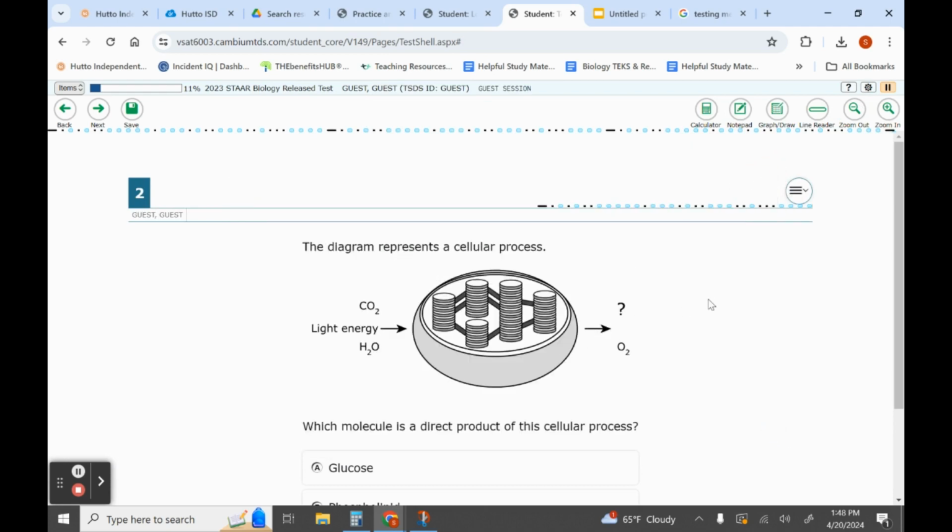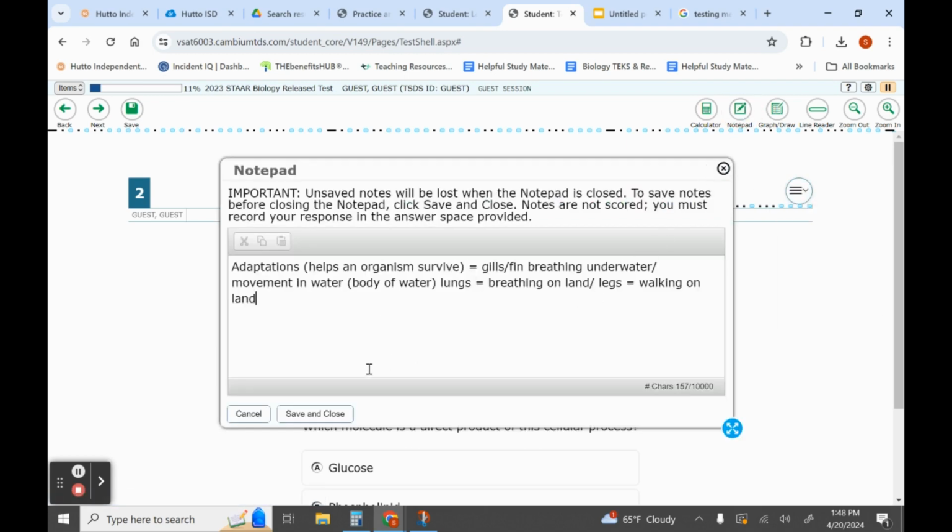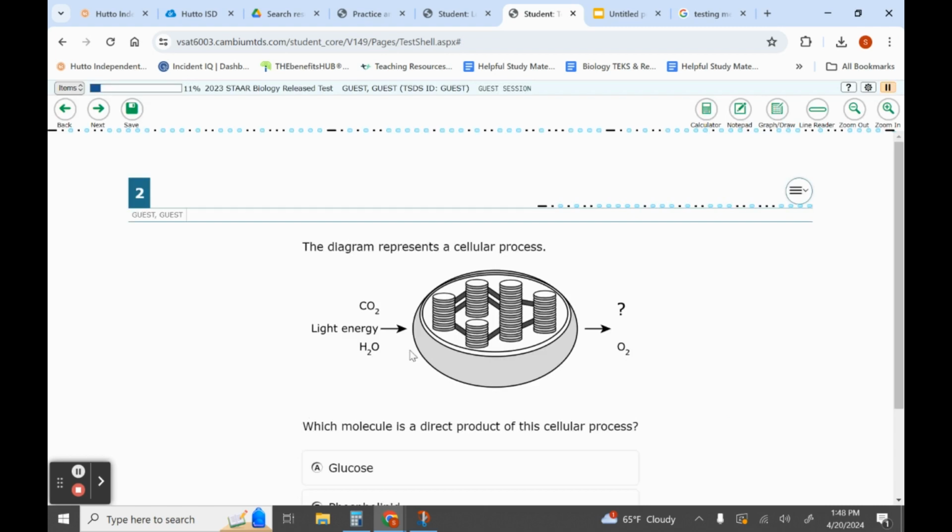This side is what comes out. We're looking at what goes in. We have CO2, light, and H2O. Well, I know this process is, so I'm going to make a little note to myself for number 2. The process is photosynthesis. Well, how do we know that? Couple ways. Light energy going into a cell process. Plants need sunlight in order to do photosynthesis. That is a giveaway. We also need CO2 and water.